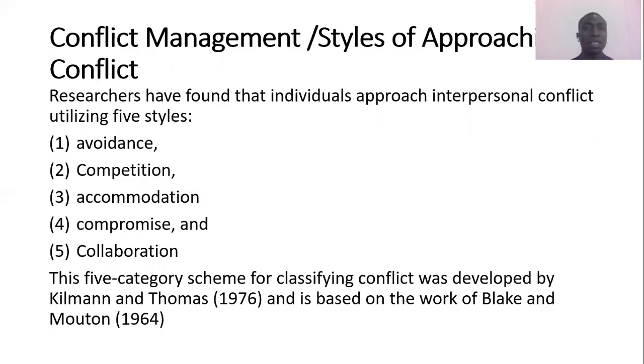The other one is competition. Others will bring about competition. Others use accommodation. They're going to accommodate the other one. The other one is compromise. Compromise the situation. The other one is collaboration. The 5 styles of conflict were developed by Thomas.